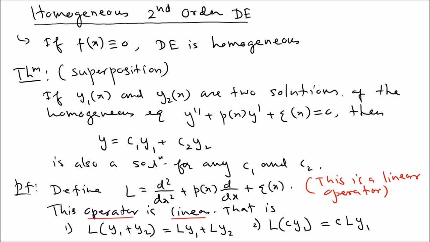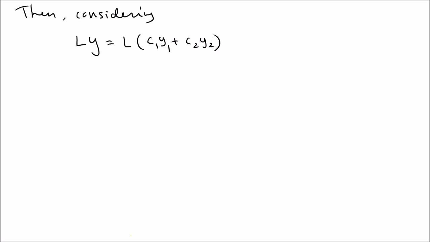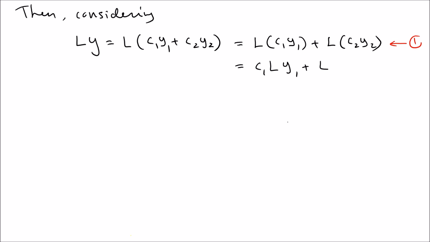We need to consider Ly. Considering Ly, what is y? y means c1 y1 plus c2 y2. Now we know that L is a linear operator, so we break it. We can write L of c1 y1 plus L of c2 y2 using the first property. Now the second property says you can pull the c out. So c1 Ly1 plus c2 Ly2. Sometimes we just write it like that without even brackets.